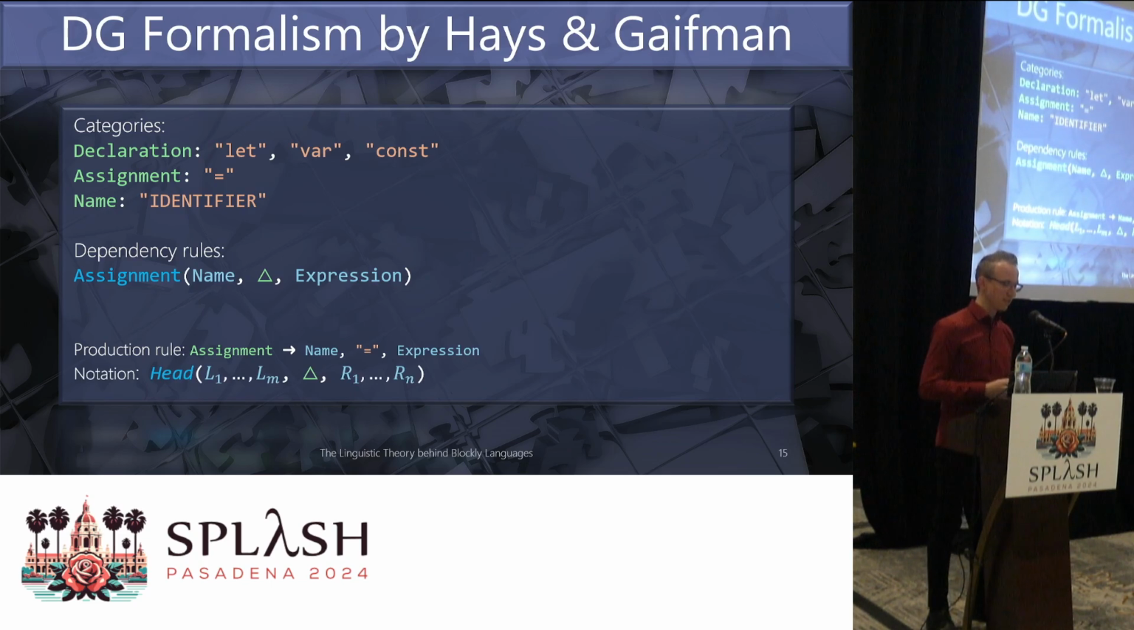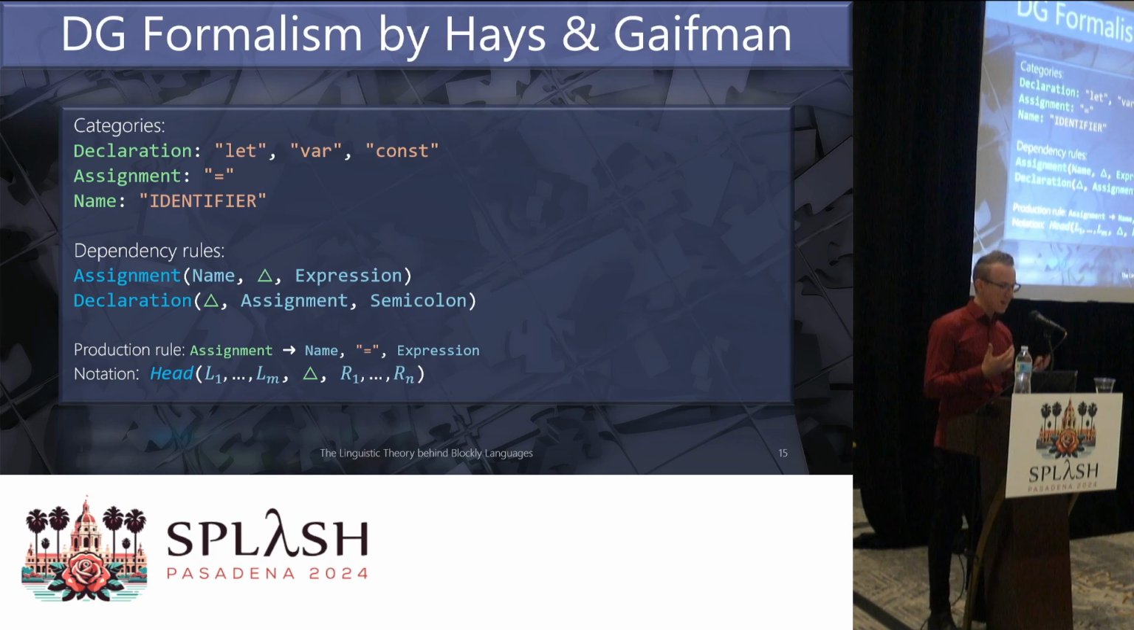And in general, the format is that we have a head category on the left-hand side here, and then in the body we have first some arbitrary amount of left dependents, followed by the word of the head category, and then some right dependents. So for example, the declaration category has no left dependents, but is directly followed by a word of the assignment category with all its dependents, and then at the end we have a semicolon.